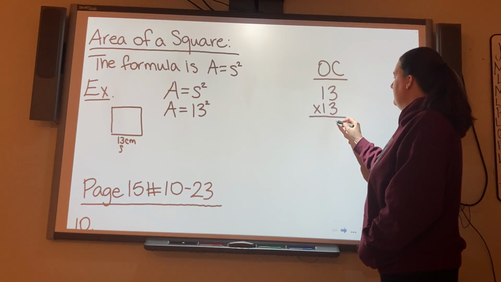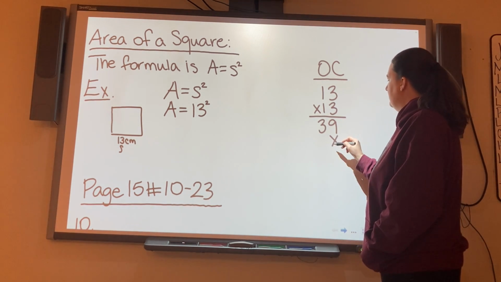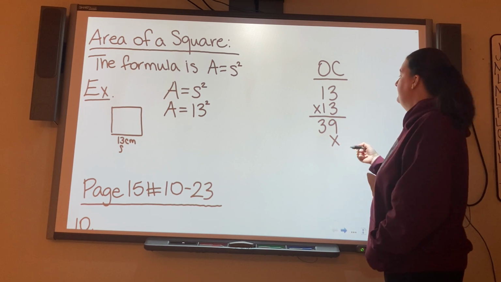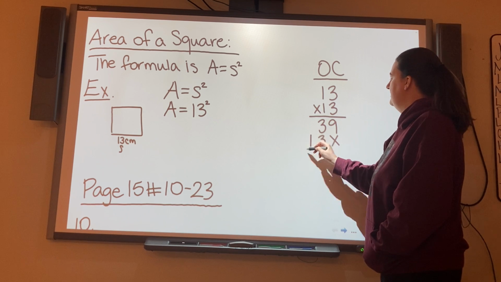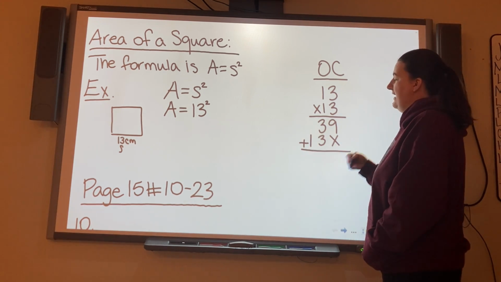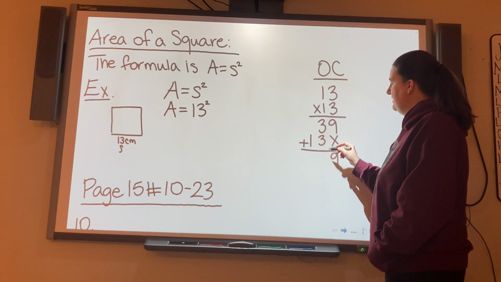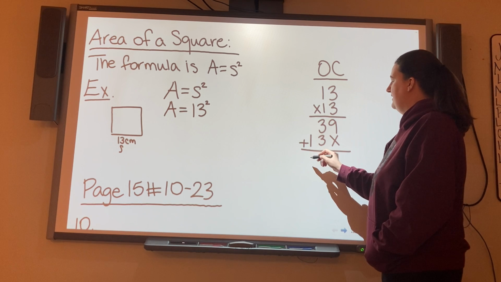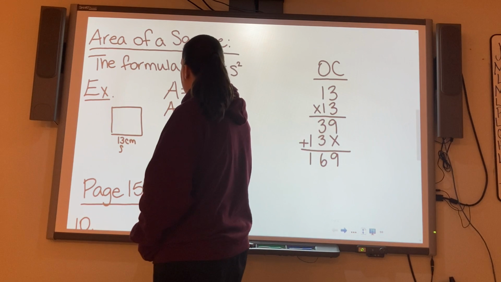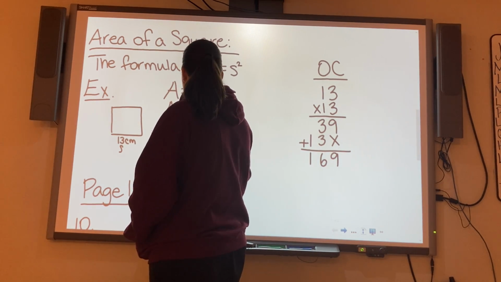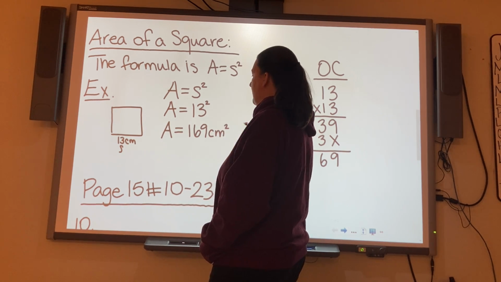So 3 times 3 is 9. 3 times 1 is 3. Put your X and move to the 1. 1 times 3 is 3, and 1 times 1 is 1. Add up your answer lines. So 9 plus nothing is 9. 3 plus 3 is 6. 1 plus nothing is 1. So 169, area equals 169 centimeters squared.